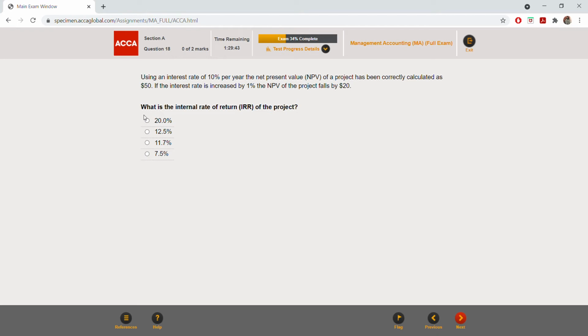I'm going a little slow, maybe some of you are writing notes. So at 10%, the net present value is 50. They told if it increases by 1%, net present value falls by 20. By 20 means it will be 30. At 11%, net present value will be 30. So increase it by another 1%, which is 12%. At 12%, net present value will fall to 10 by another 20.